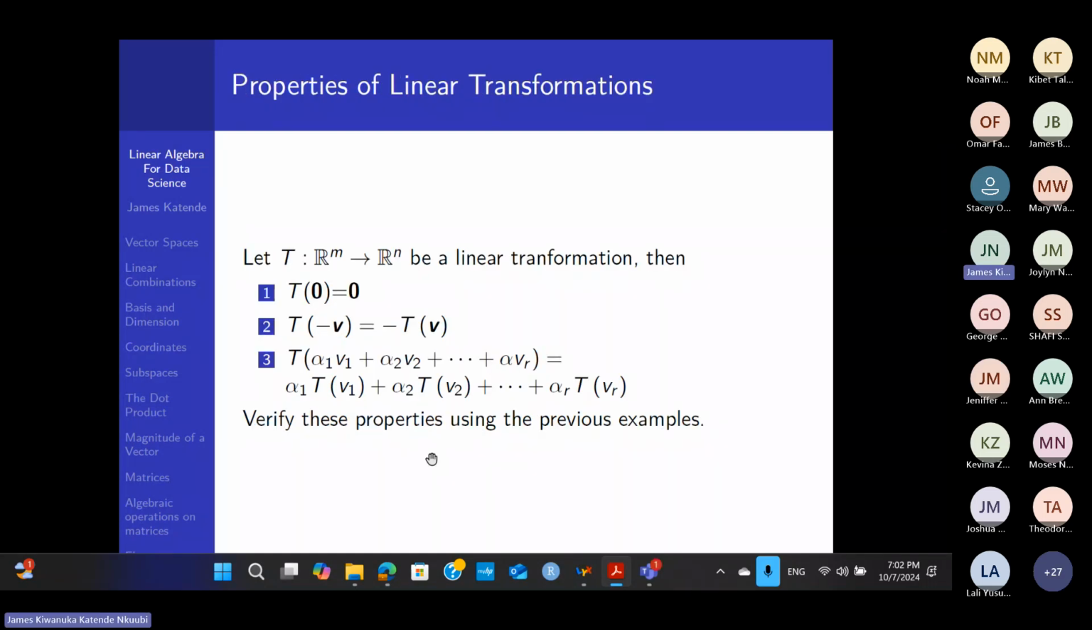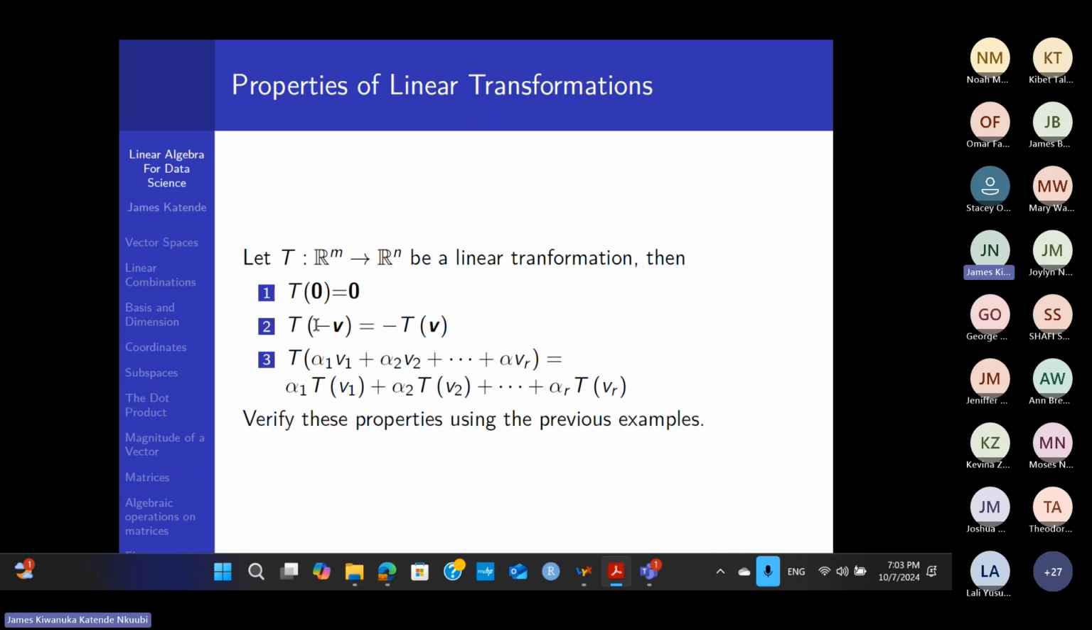So these are some of the properties of linear transformations. We shall not prove them. If you have a linear map from Rm to Rn, the zero vector in Rm will always be mapped onto the zero vector in Rn. So these zeros are not the same. This zero is a zero vector in Rm. It has m components. And on this other end, it's a zero in Rn, which means it has n components in it.